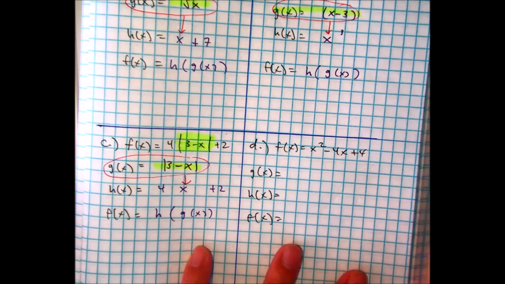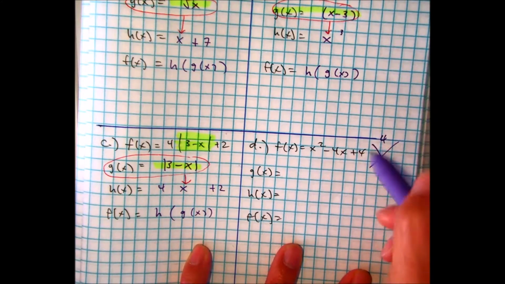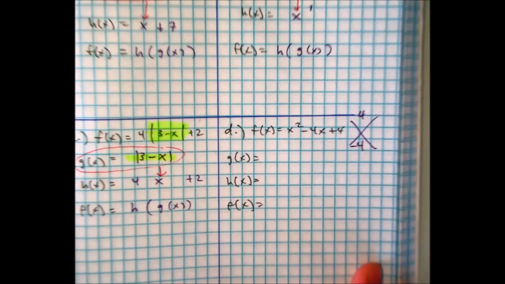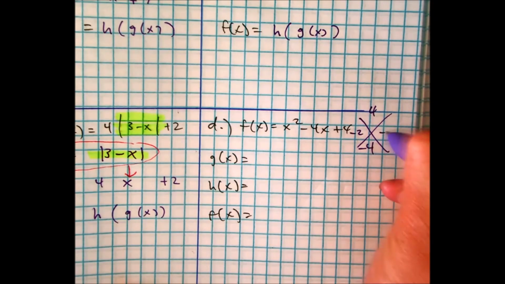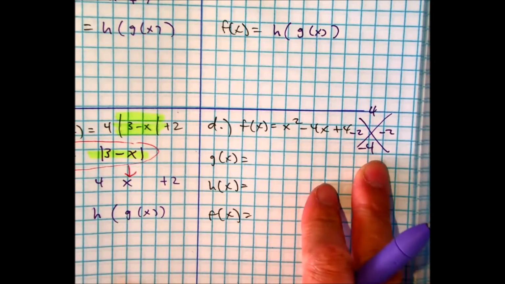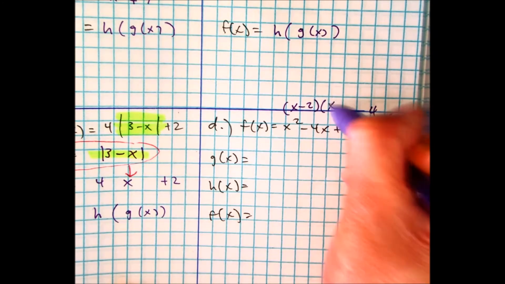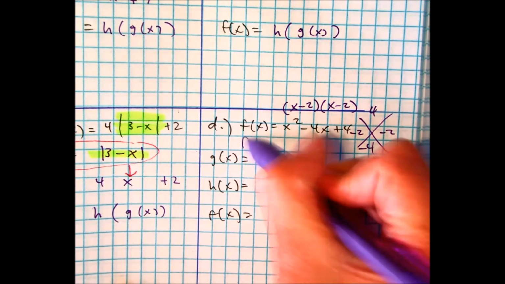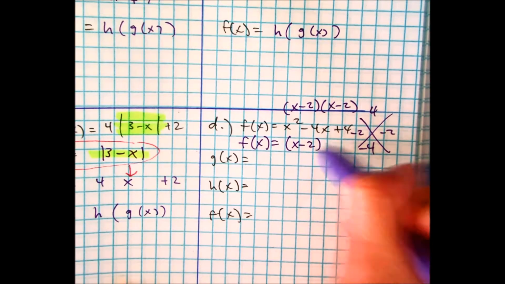Class, is that factorable? So a times c is 4. My b value is negative 4. Two numbers that multiply to be 4 are? Negative 2 and negative 2. Does that add to be negative 4? Okay, so that's really x minus 2, x minus 2, and how many of those do you have? Okay, so here's our new function. x minus 2 squared.